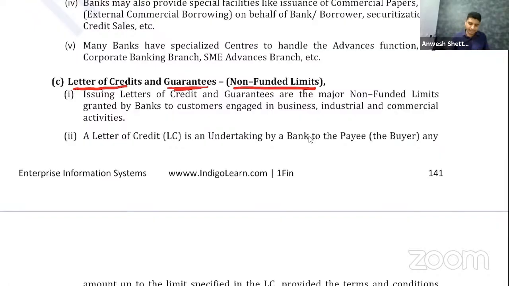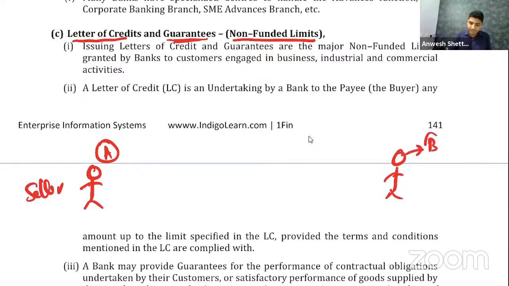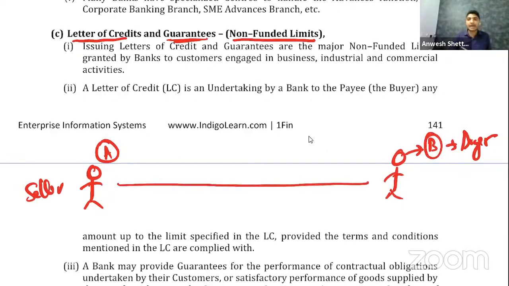What do you mean by guarantee? Let me take you back to GST. Let us say this is Mr. A, who is a seller, and Mr. B is a buyer. Mr. A has sold 100 computers to Mr. B. Now, Mr. A's place and Mr. B's place are at different locations, let's say 100 kilometers apart. So the computers have to go from A's place to B's place.